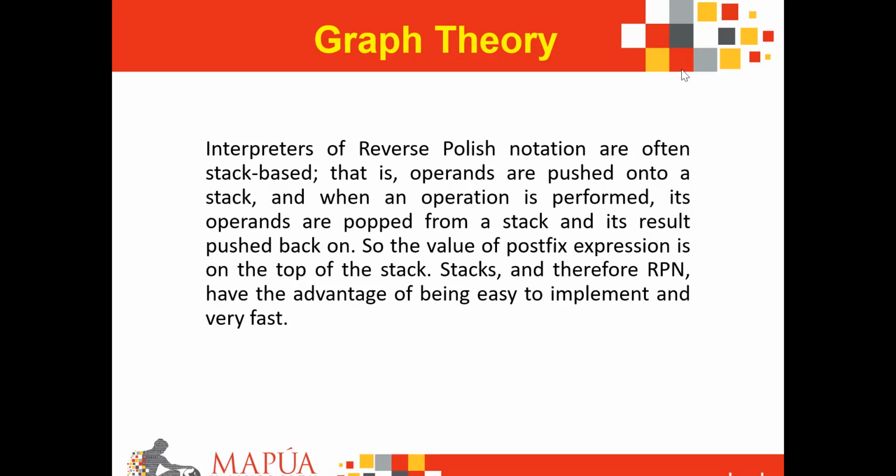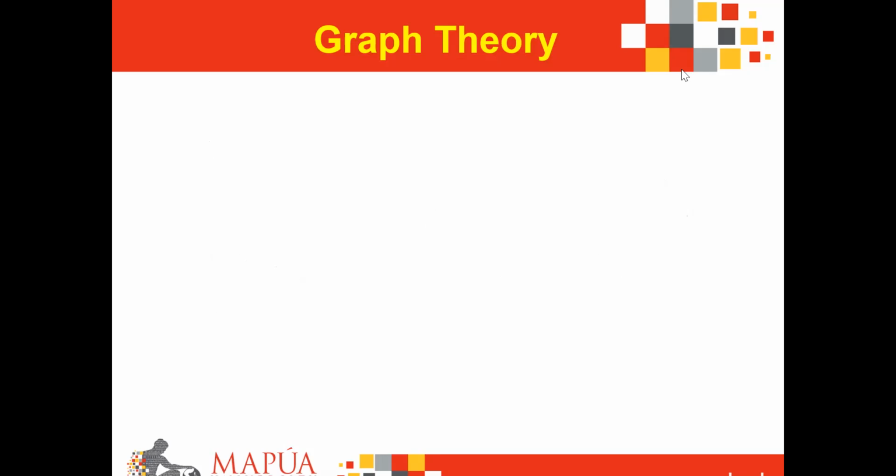When an operation is applied on your corresponding processor, interpreters of this reverse Polish notation eventually are pushed into place. Operands are pushed into stacks, and when the operation is performed, the operands are eventually popped out of the stack and the result pushed back on. So the value of the postfix notation on your corresponding top of the stack eventually goes down until all the operations are implemented. This particular advantage makes it very easy to implement your operations in a very fast manner.